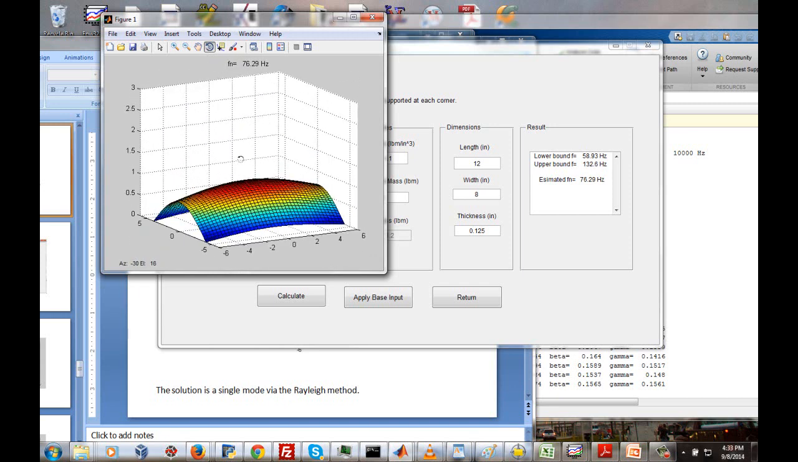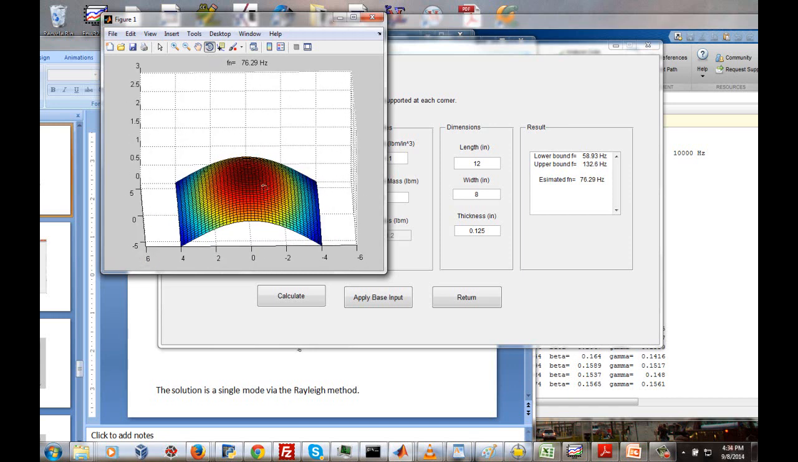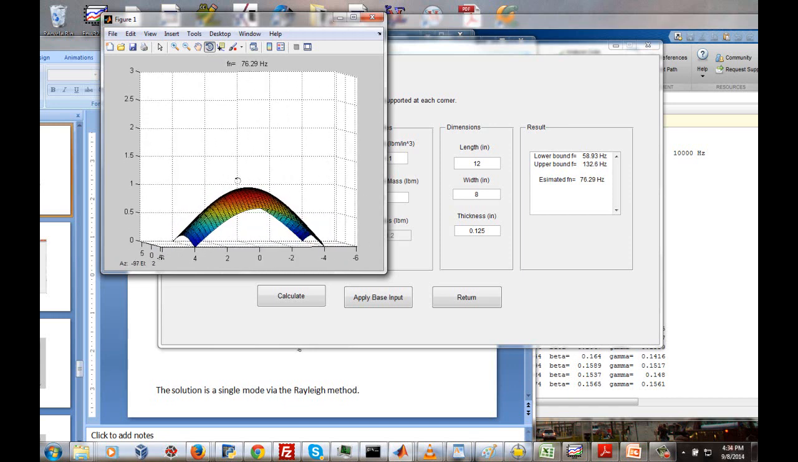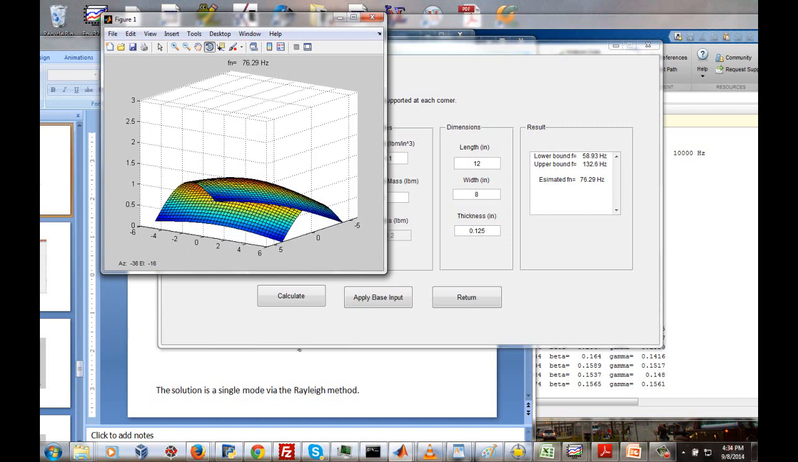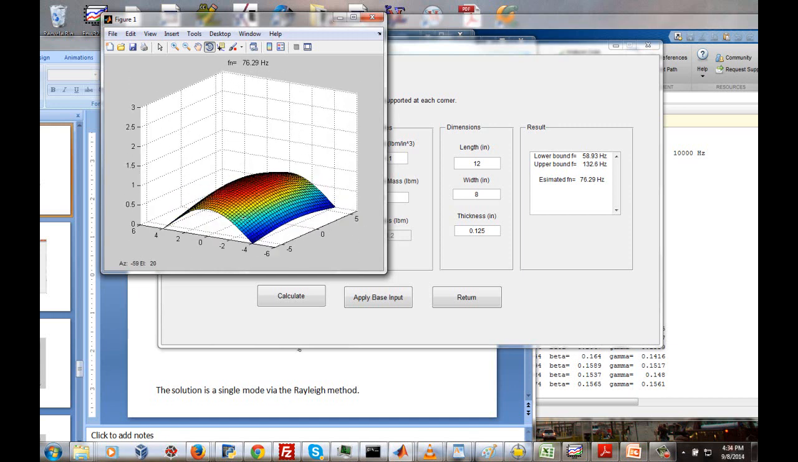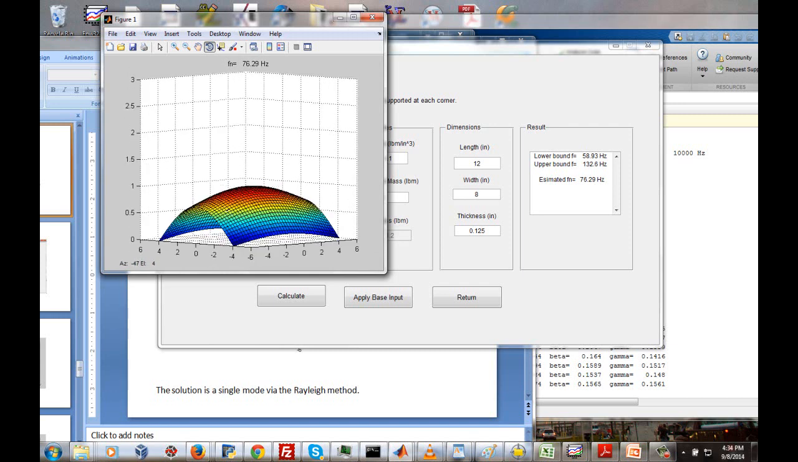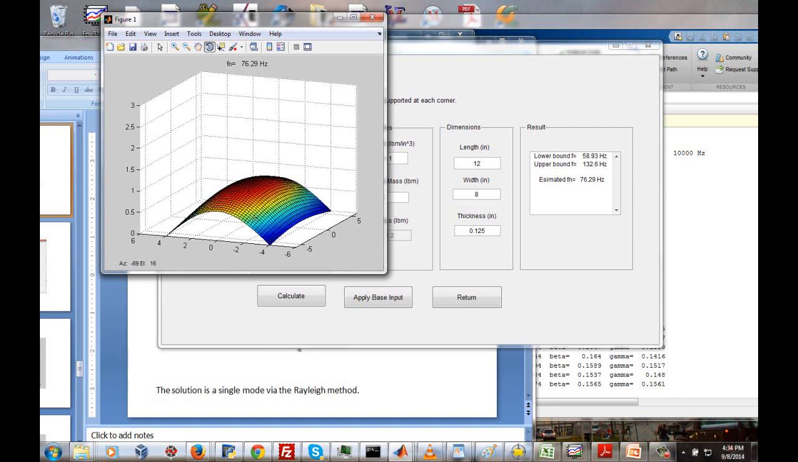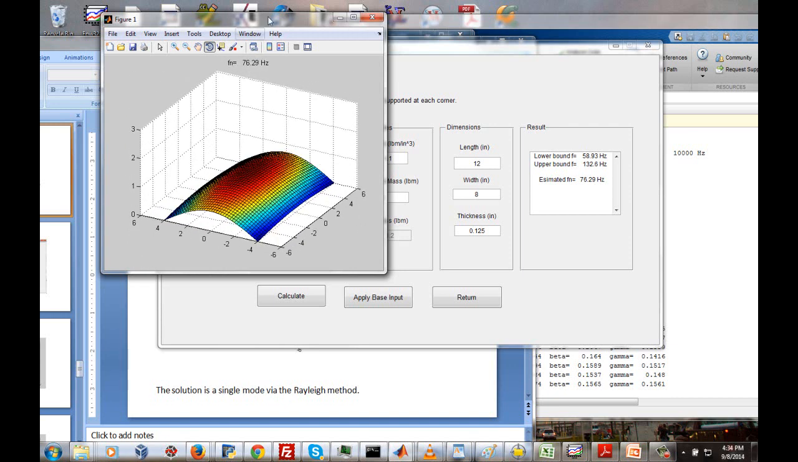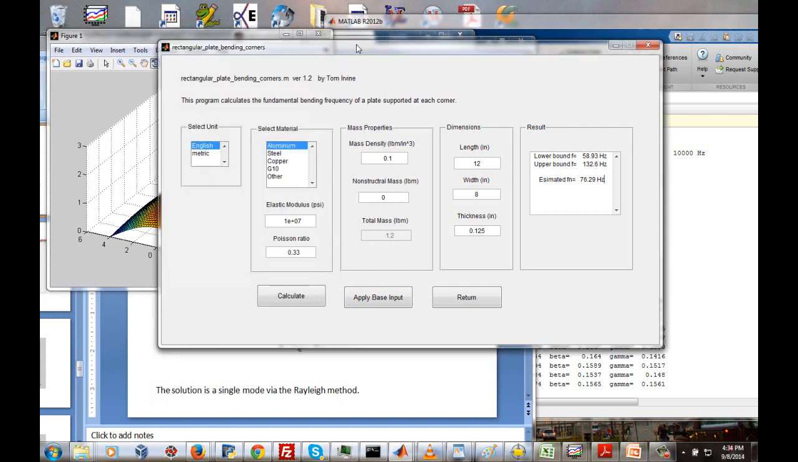So you can see that each corner is constrained so that no translation can occur at each corner. Then otherwise, these edges are free, and so you can see what the mode shape looks like. And this is something I've kind of worked on. It may be due for another iteration in terms of improving the mode shape, but I think we're pretty good for a first estimate right now.